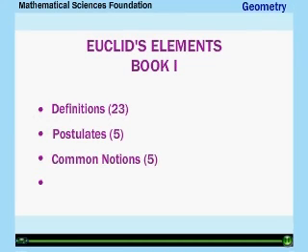The third category is common notions. There are 5 common notions. They allow you to compare measures of various quantities. Finally, there is the category of propositions, which are constructions, theorems, results. There are 48 of these. The 47th proposition is the proof of Pythagoras' theorem, and the 48th is the converse of Pythagoras' theorem. What we shall concentrate on in this discussion is some of the definitions, the 5 common notions, and the 5 postulates.